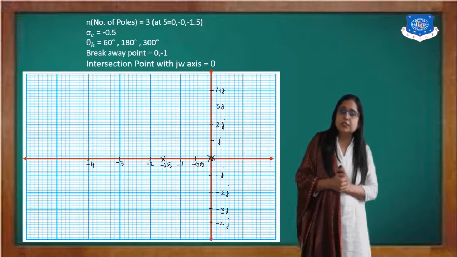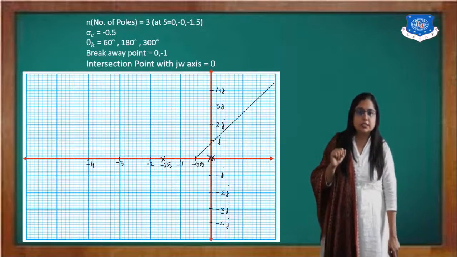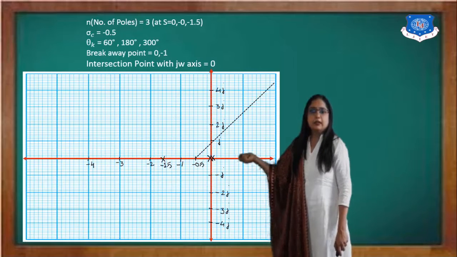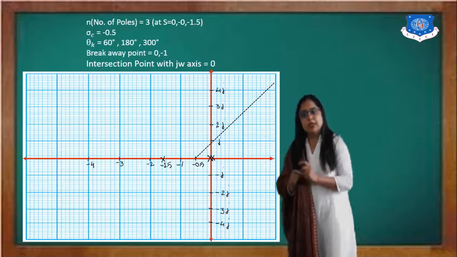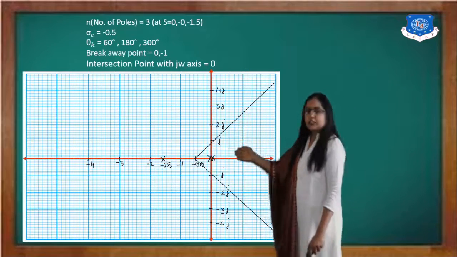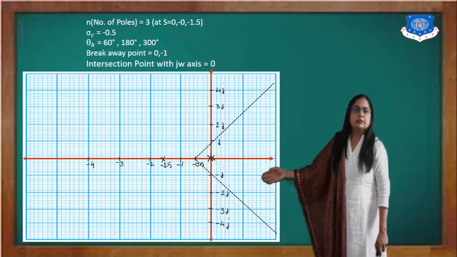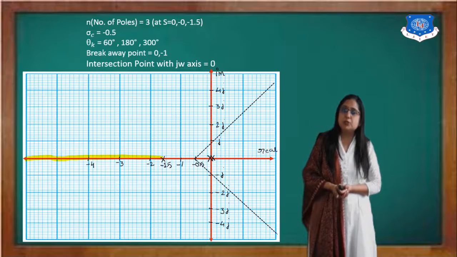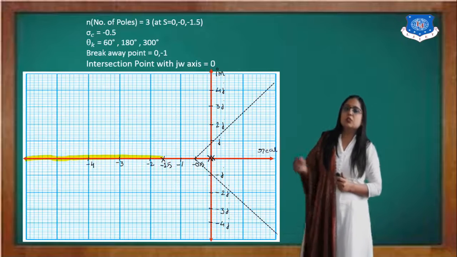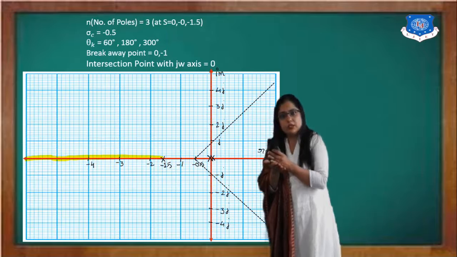So it is in between 0 and minus 1. Now from minus 0.5, we will draw the three angles. One is 60. So you have to put your protractor on this real axis line, with the centroid at minus 0.5. Then one line is at 60, then 180 is already there, and then 300. Now we will see how much part of the real axis lies on the root locus. So that is 0, 0. That is on my root locus.